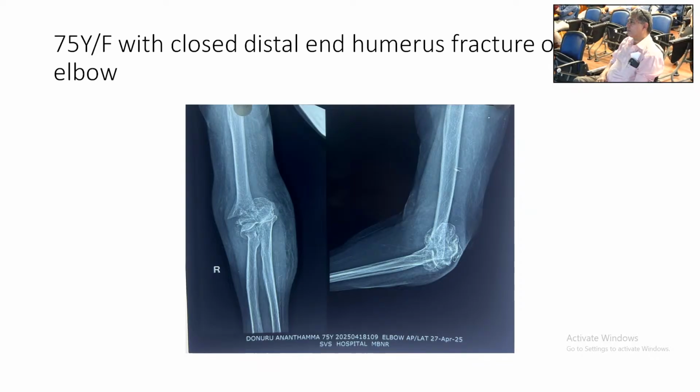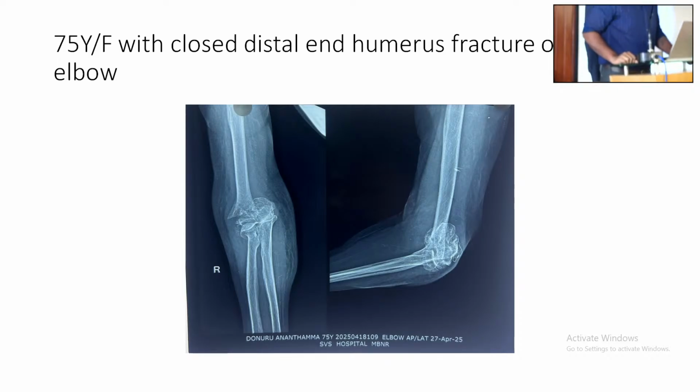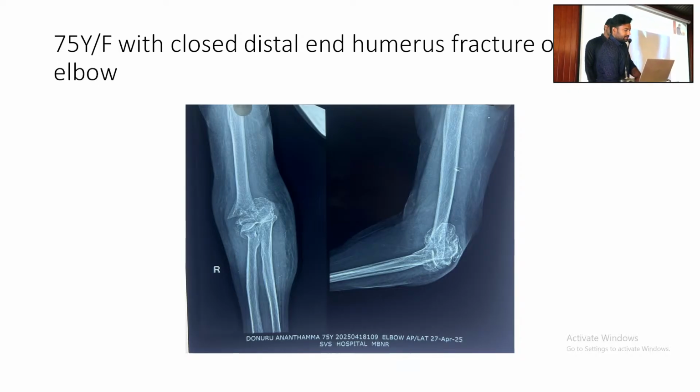Yes, go ahead. 75-year female with closed distal end humerus fracture of the right elbow, sir. Fresh fracture? No, sir. She said she fell down 10 days back, but also she has a previous history of fall around 10 years back, sir. Even her range of movements was not complete before the fall.